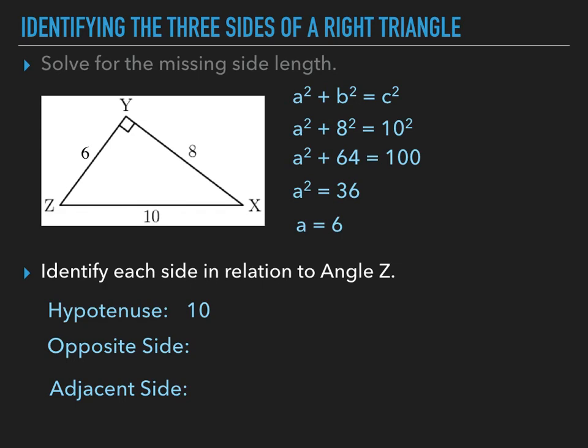Now, I want you to imagine you are crouched in, I don't know, in the corner there of angle Z, and you are looking straight across that triangle. The opposite side then is going to be side XY, and the length of that side is 8. So now that I've identified 2 of the sides, the third side must be the adjacent, or 6. This is the most important skill when we're solving right triangle trig problems. We need to be able to identify the opposite, the adjacent, and the hypotenuse.